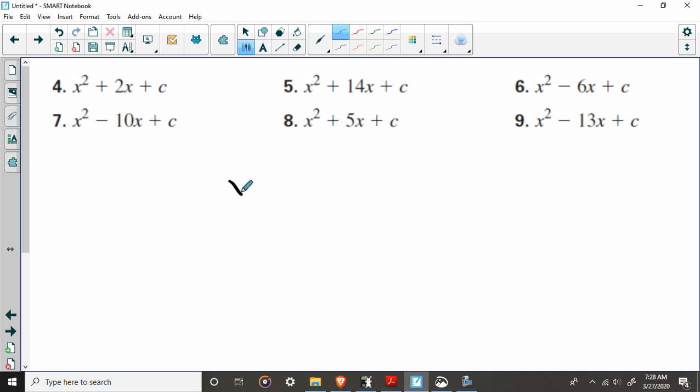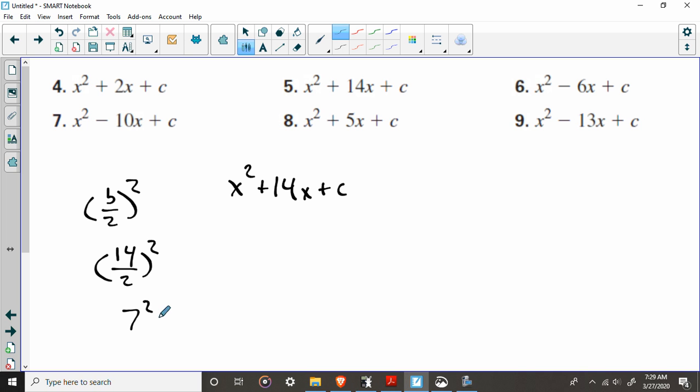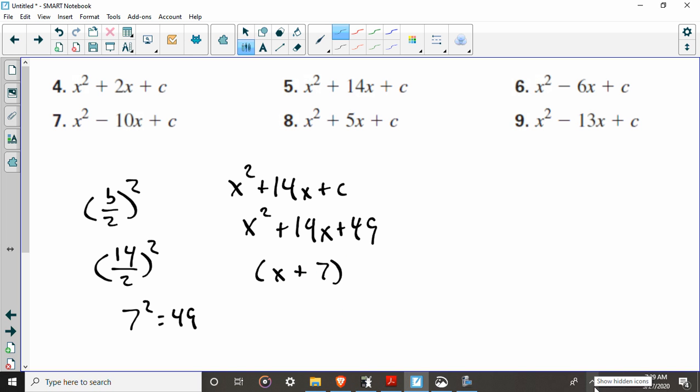So for number 5, again, what are we going to do? If we want to make this a perfect square, again, b over 2 squared. So what's 14 over 2 squared? That's 7 squared, which is 49. So this should be x squared plus 14x plus 49. Again, perfect square, plus sign. All right.